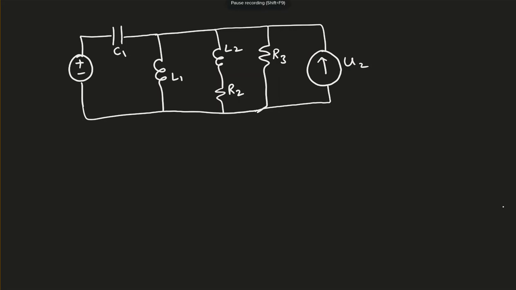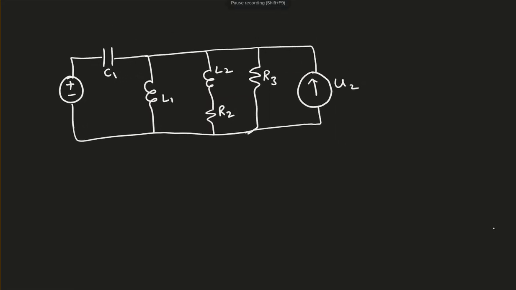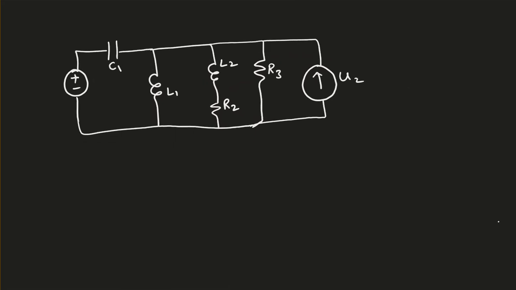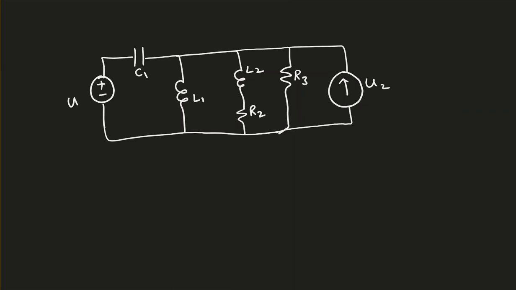In this video, I'm going to solve an example finding a state equation and output equation for a given electrical circuit. In my previous videos, I had one input and one output, but here I have two inputs. One is a voltage source U1, another is a current source U2, and the output we are asked to find is the voltage across this R3. So those are the inputs and output.